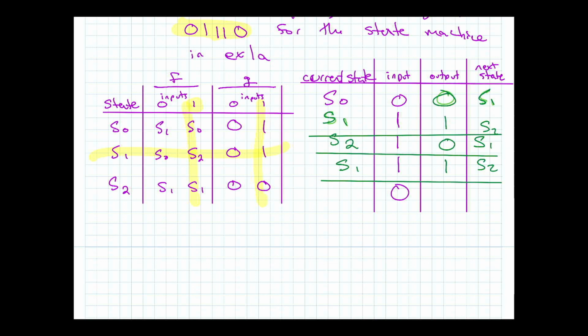Last row. Now we take the S2 and carry it down here. S2 and 0: your next state is going to be S1, although we won't care. And if your input is 0, your output is 0. So there you go.